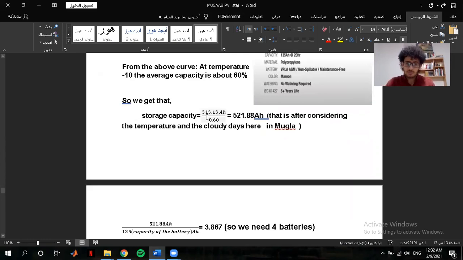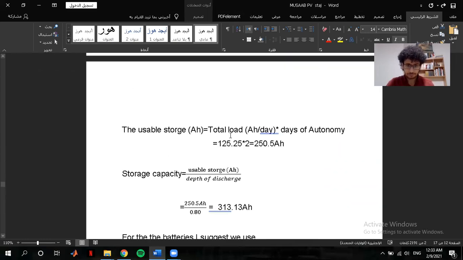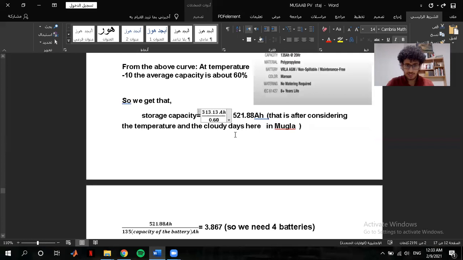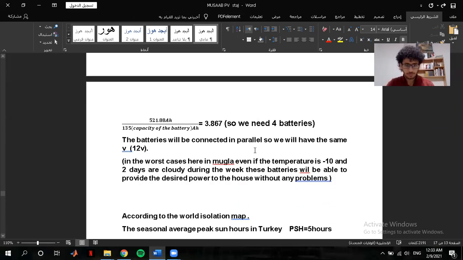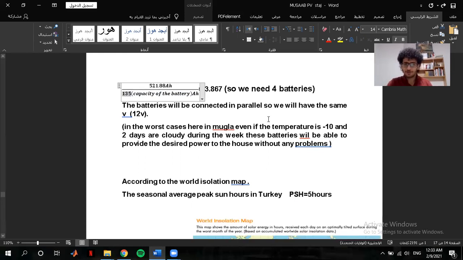As we found, it's 313 ampere. We divide it by the average capacity from the curve, which is 60% at minus 10 degrees. We get 521 ampere in a day. That's after considering the temperature and the cloudy days here in Mugla. We divide it by the capacity of our batteries, which is 135. We get 3.8. It's about 4 batteries. So we need 4 batteries for our system.